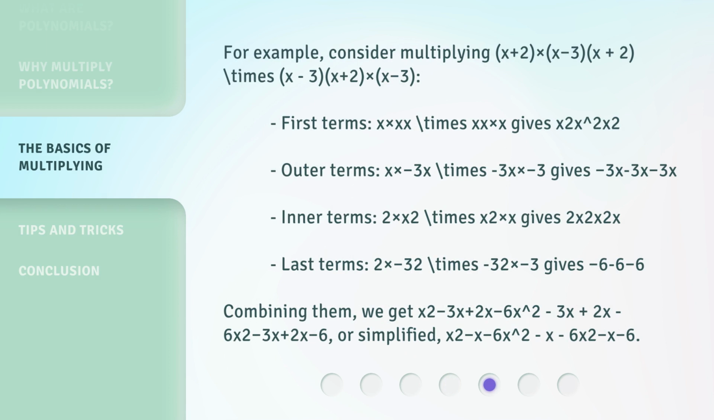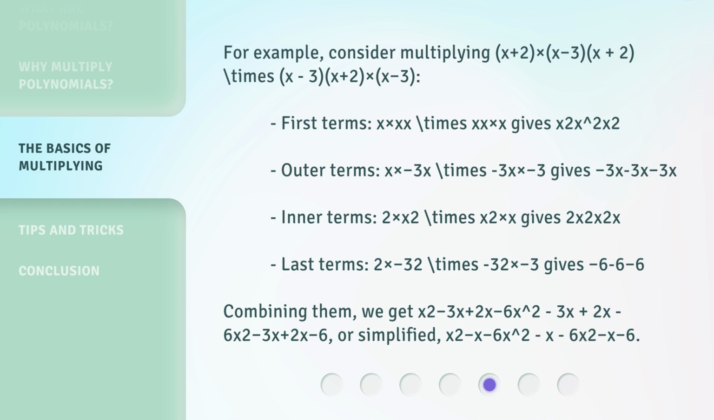For example, consider multiplying x plus 2 times x minus 3, that is, (x + 2)(x - 3). First terms, x times x gives x squared. Outer terms, x times minus 3 gives minus 3x.